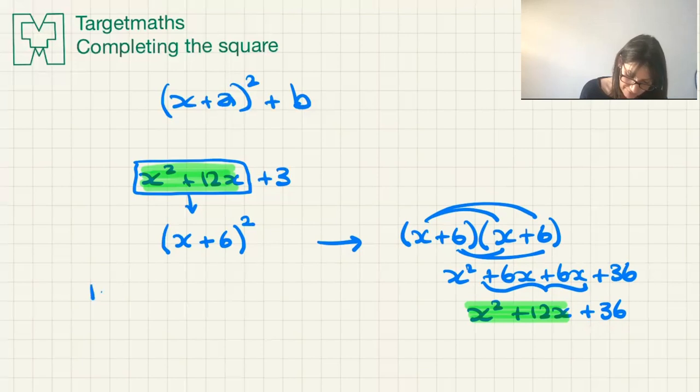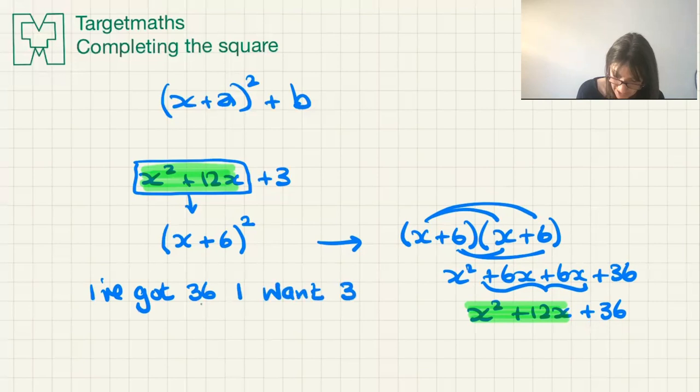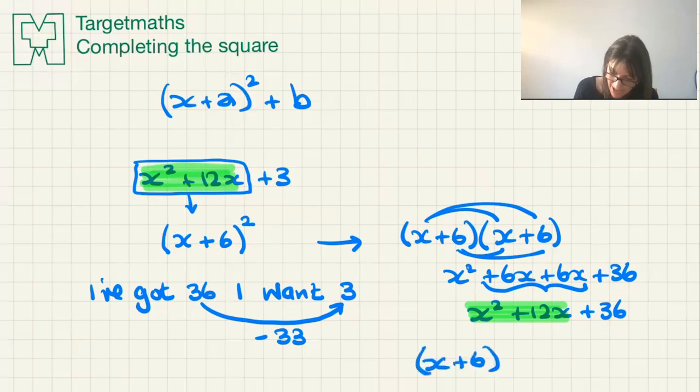Let's say I've got 36. I want 3. How do I get from 36 to 3? I take away 33, and that's the adjusting. That's the number I need to use. So my final answer is (x + 6) squared minus 33 with my adjustment, and that will work perfectly to create that. So they become equivalent. Okay.